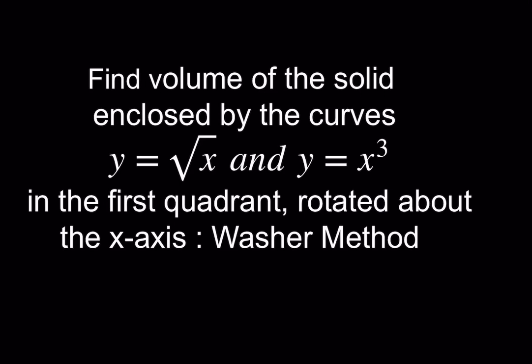Find the volume of the solid enclosed by the curves y equal to root x and y equal to x cube in the first quadrant rotated about the x-axis using the washer method. Now, when do we use the washer method? When the solid has a cavity in the middle, like a donut.